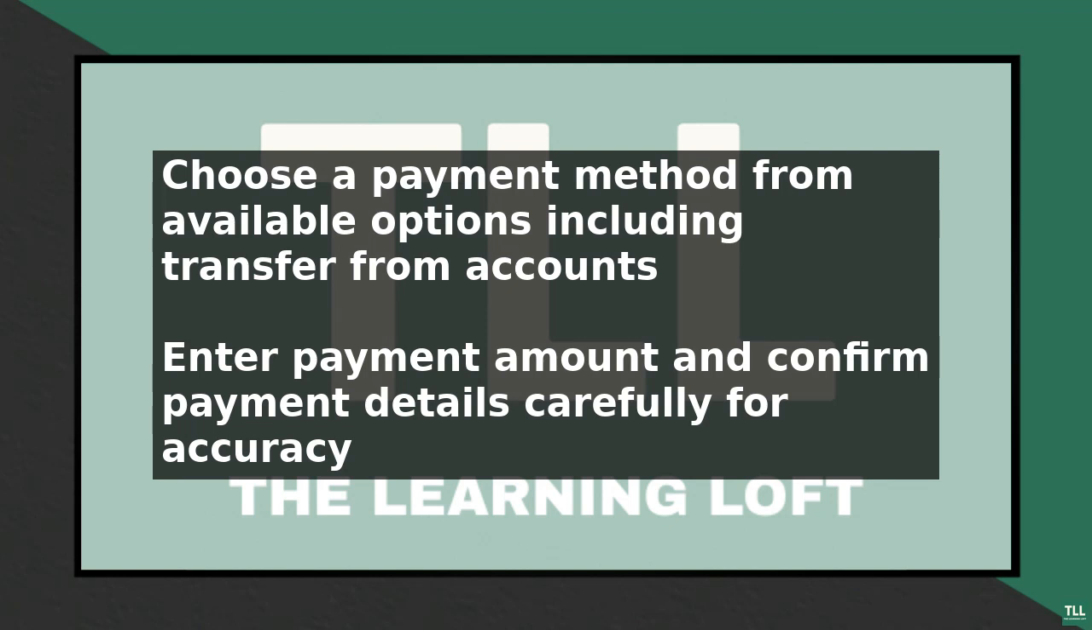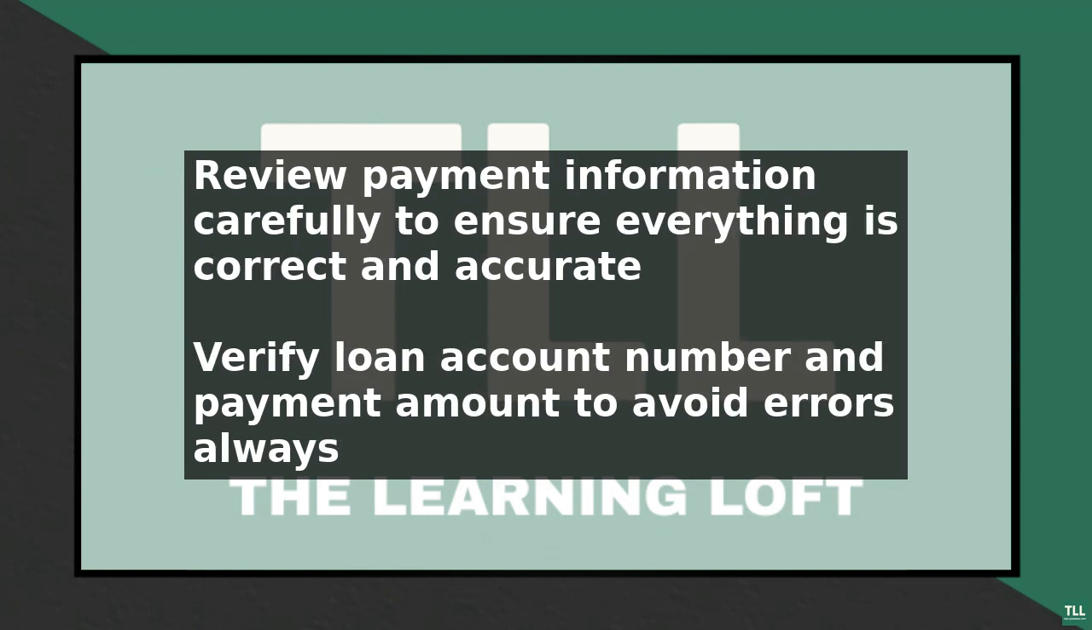If you are using an external account, you will need the routing and account numbers for that account. Enter the payment amount and confirm the payment details. Review the payment information carefully to ensure everything is correct. It is essential to double-check the loan account number and payment amount to avoid any errors. Once you have verified the information, confirm the payment.